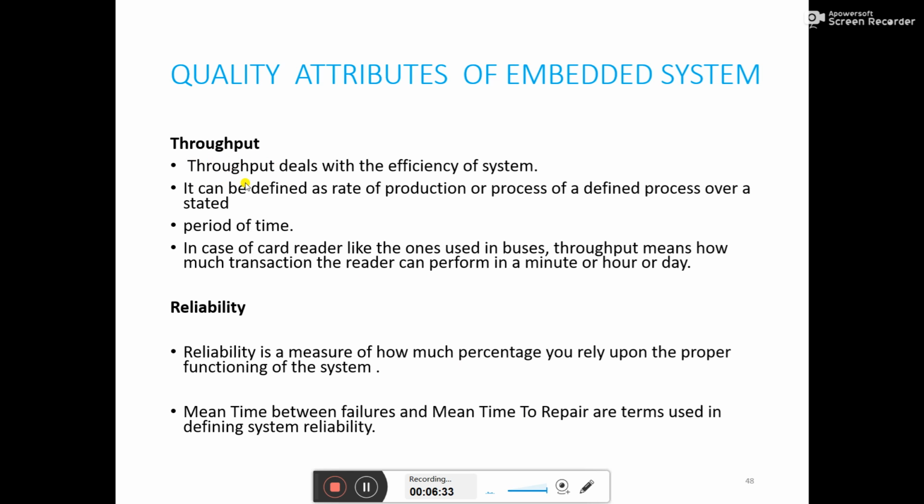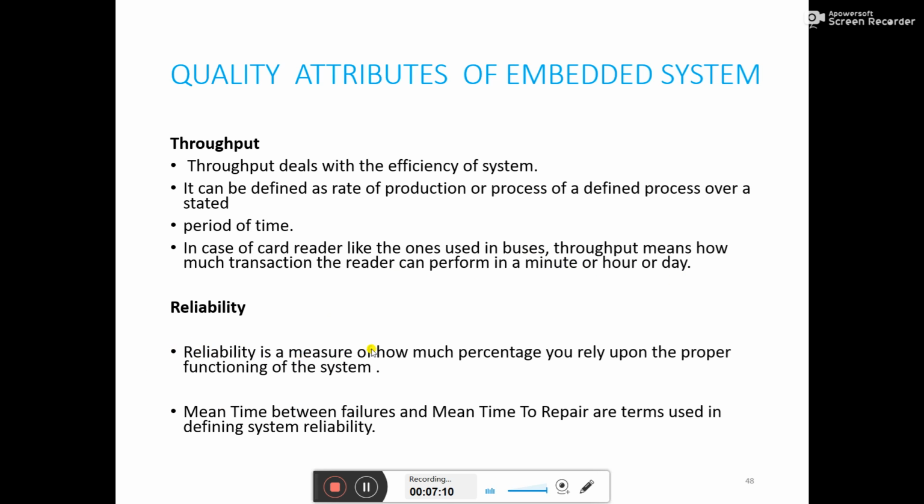Throughput. These are all quality attributes of the embedded system. Throughput deals with the efficiency of the system. It can be defined as the rate of production of a defined process over a stated period of time. In the case of a card reader, like the ones used in buses, throughput means how many transactions the reader can perform in a minute or an hour. So it is per unit of time. It may be minute, hour, or day.